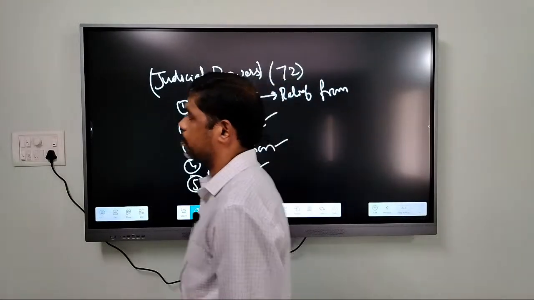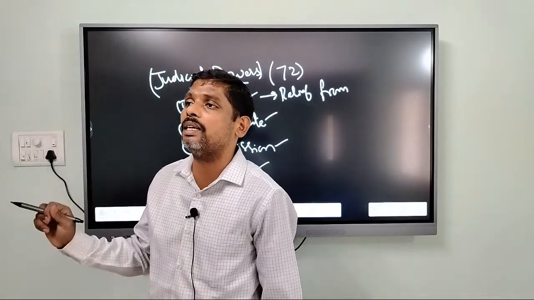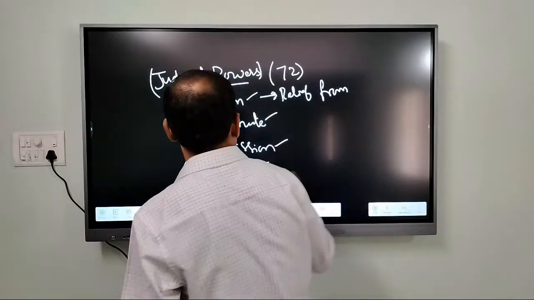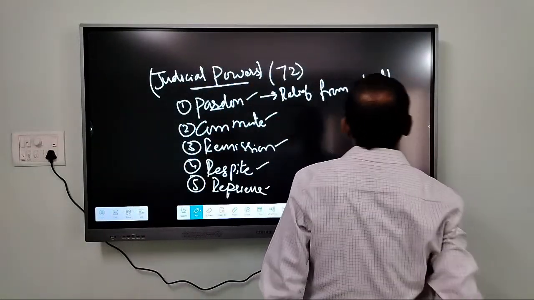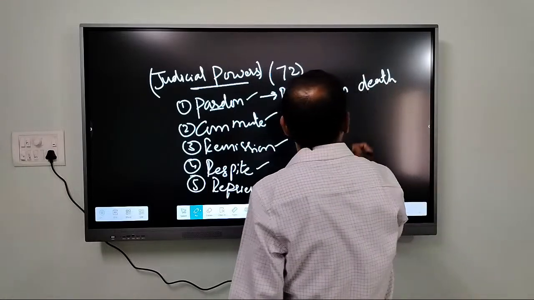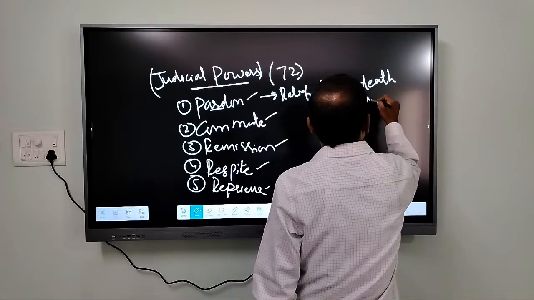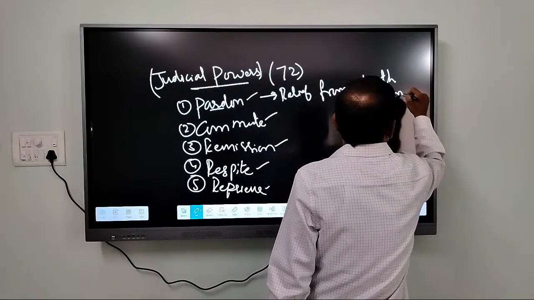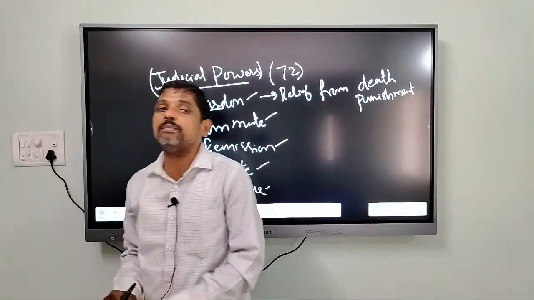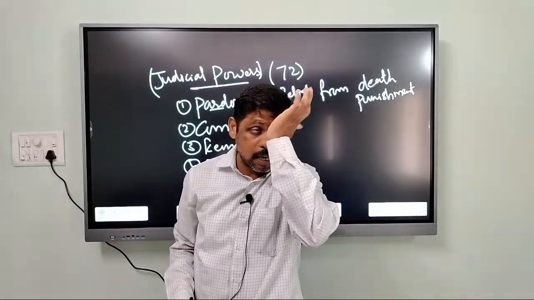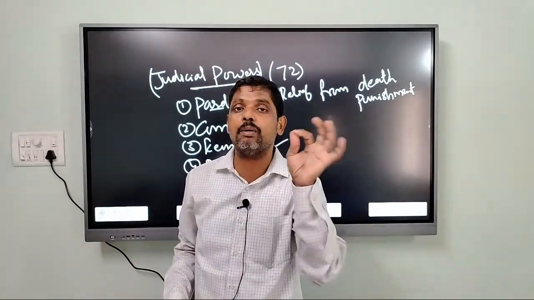So President of India is the only authority who can grant pardon against death punishment. President is the only authority to grant relief, to grant pardon from death punishment. ఏ పనిష్మెంట్ అయినా సరే, ఈవెన్ మరణశిక్ష నుంచి కూడా క్షమించే అధికారం ఒక ప్రెసిడెంట్కి మాత్రమే ఉంటుంది.